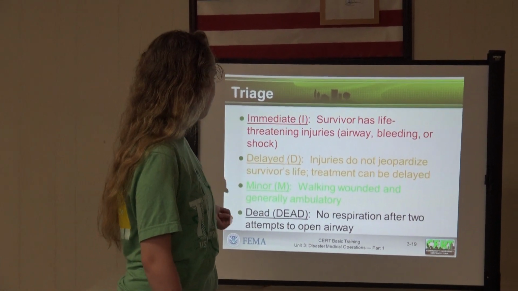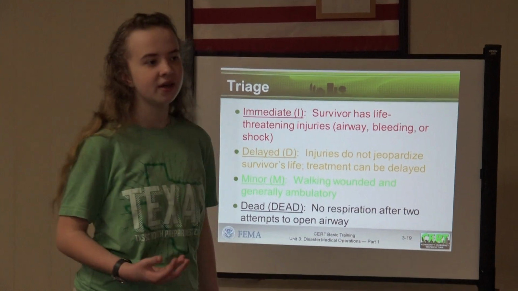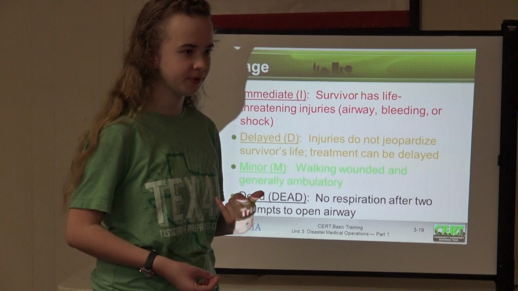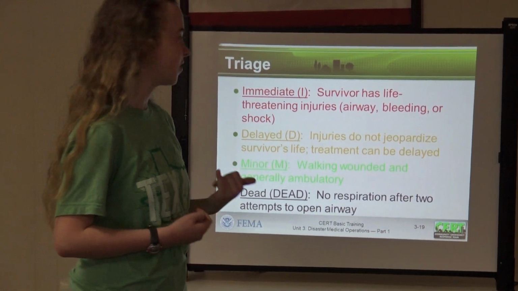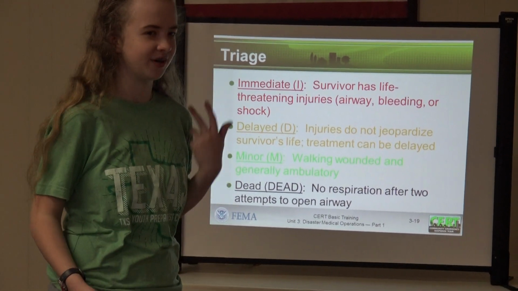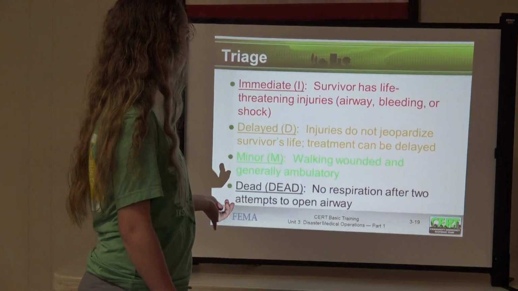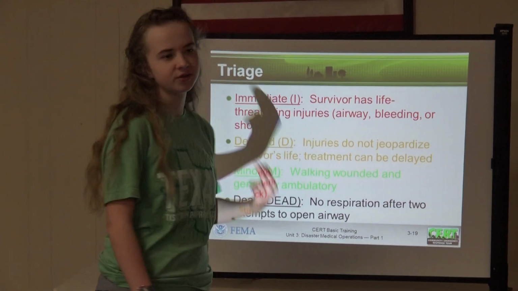And then walking wounded. Basically, if they needed to, they could walk to a building and call for help, which is actually a really good idea. If you have a walking wounded, have them call for help. And then dead. After no respiration, you can't treat these after 2 attempts.